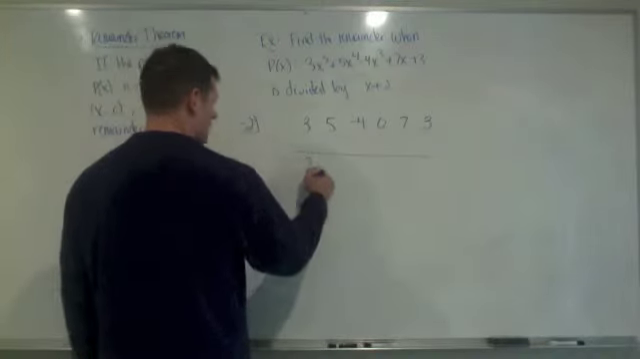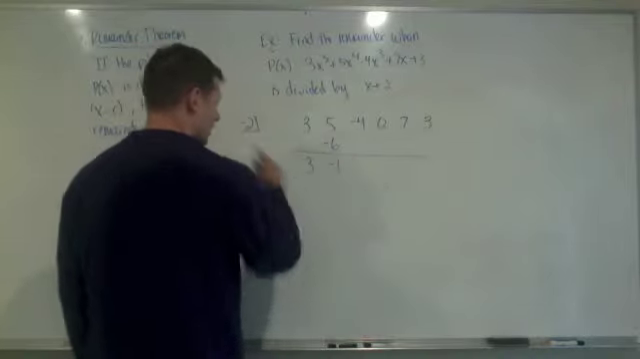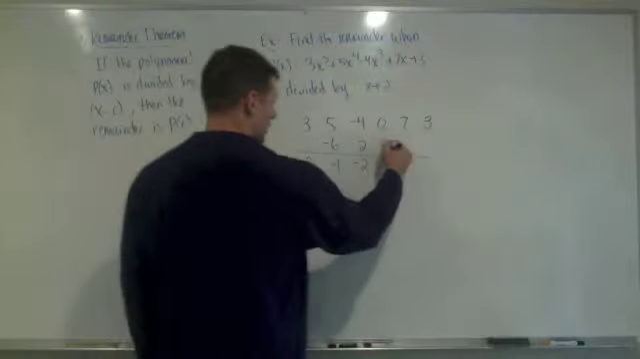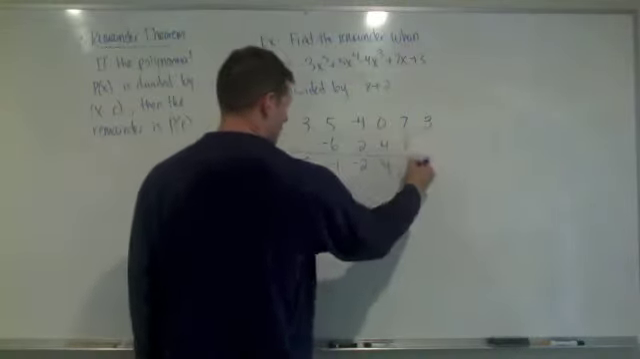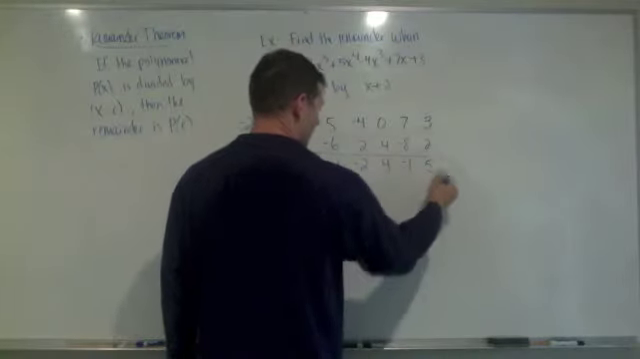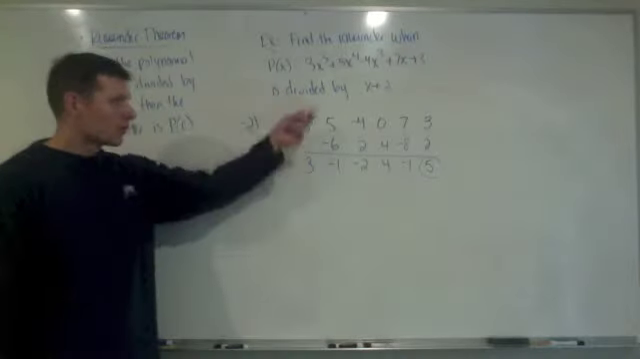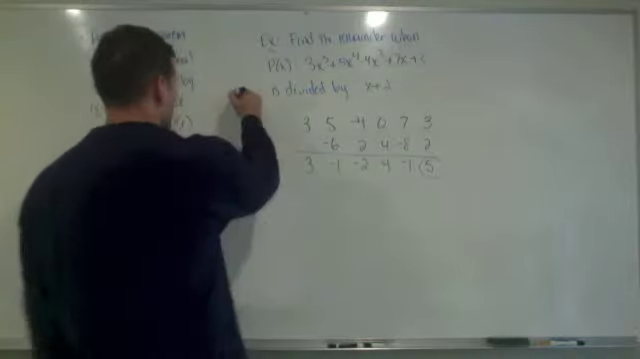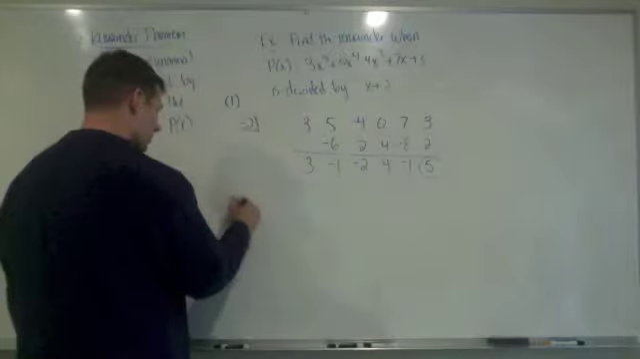Drop down 3. Multiply gives me negative 6. Add down gives me negative 1. Multiply gives me 2. Add down, negative 2. Positive 4. Add down that gives me 4. Negative 8. Add down gives me negative 4. Multiply gives me 8, and I get 5. So 5 is my remainder when I go through this synthetic division process. But this is one way to do it. Check out another way to do it.